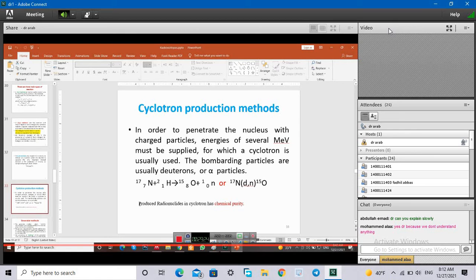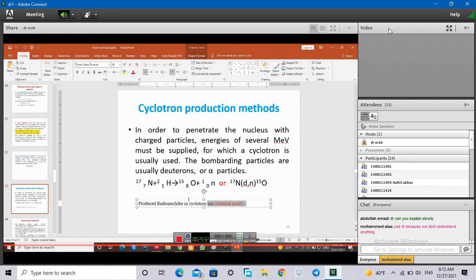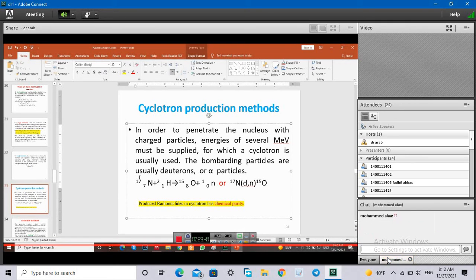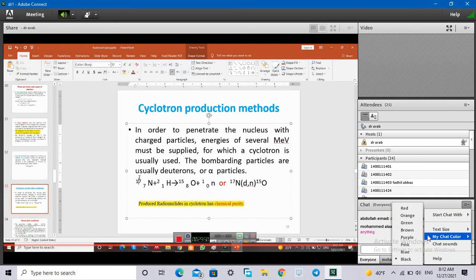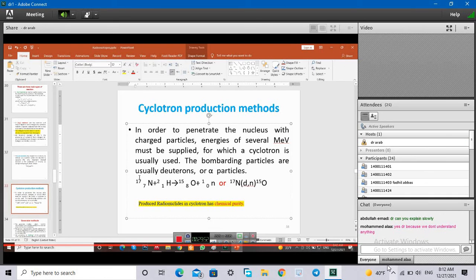The main important property of a radionuclide produced through this method is again high chemical purity. Again, I highlight it. Same as fission and the proton reaction that occurs in a reactor, in the cyclotron the produced radionuclide has high chemical purity.